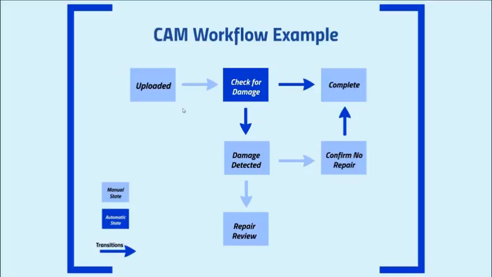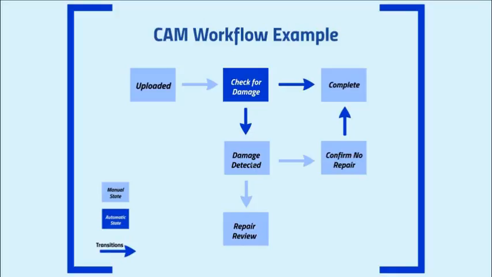So what we'll see in today's demonstration is data comes from the field. It will go into this uploaded state. The field user may then submit that data, which would be the transition arrow here, and that would go into another state, in this case check for damage. So this is where that data is now in an automatic state, and dependent on an attribute criteria, which we're going to cover here today, may move into a state of complete, in this case if no damage is found. If damage is detected, it would move into a damage detected state.